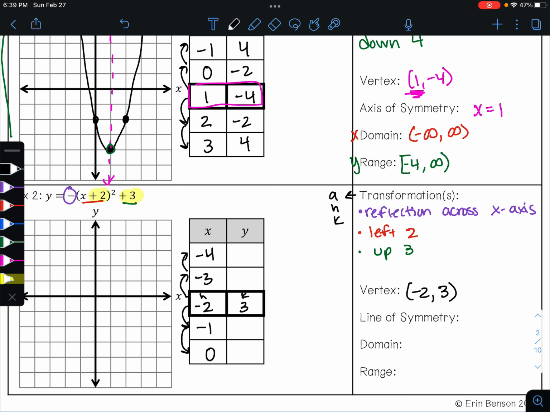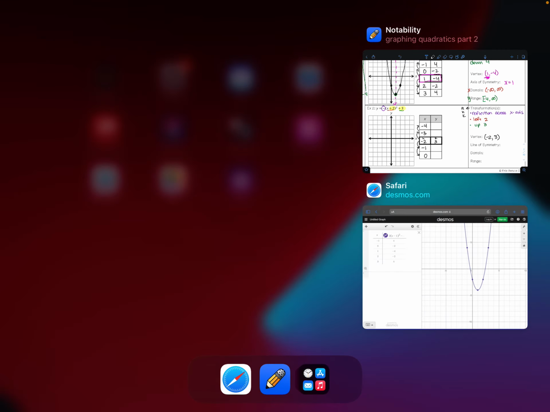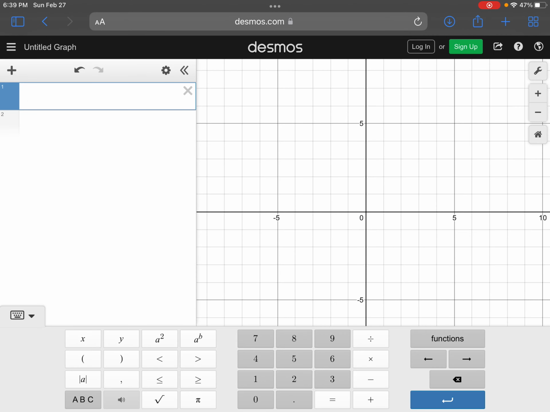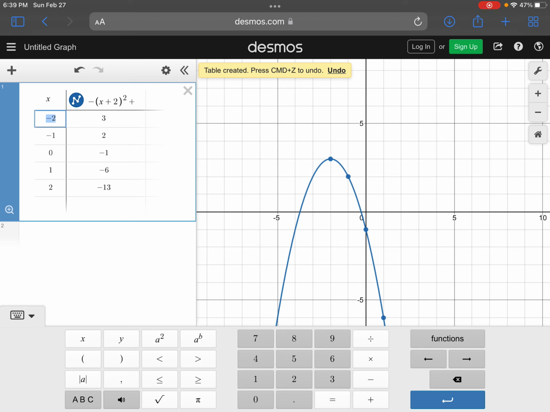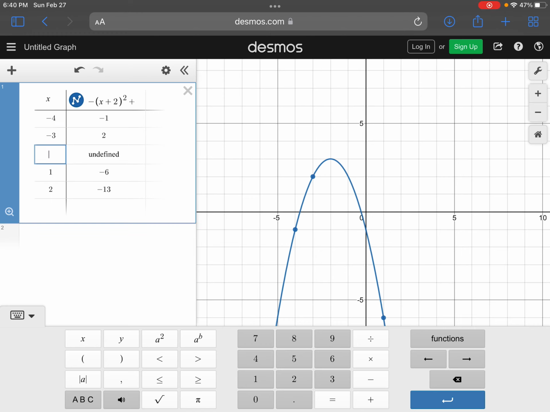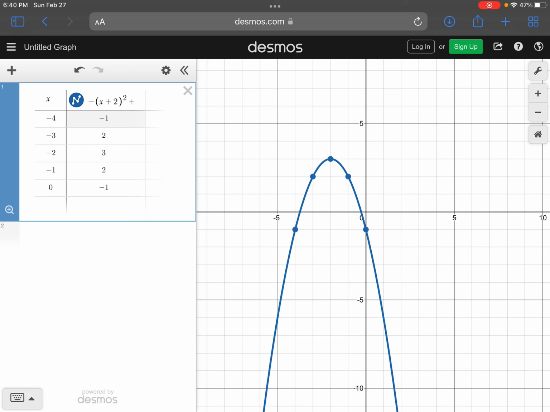So I'm going to go ahead and type this equation into Desmos. So I'll have negative parentheses x plus 2 parentheses squared plus 3. And now I'm going to click on the settings gear and go to table. And I'm going to change this to match the table that we just wrote down. -2, -1, and 0. And so these are going to be the numbers that I go ahead and write down into my y part of my table.